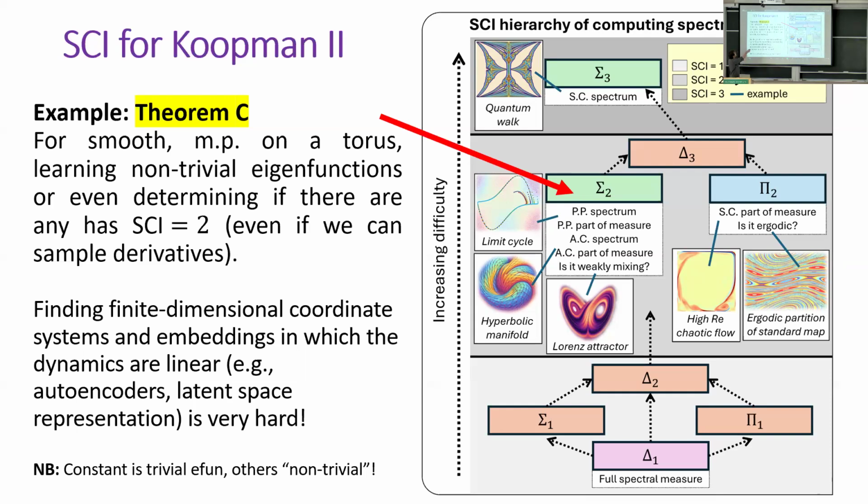Oh, I forgot to say, the trivial here corresponds to constant functions. So a constant function is always, because we're on a compact metric space, an eigenfunction of the Koopman operator, but of course it contains no dynamical information. Okay, so we can start to classify spectral type and all these types of things as well.